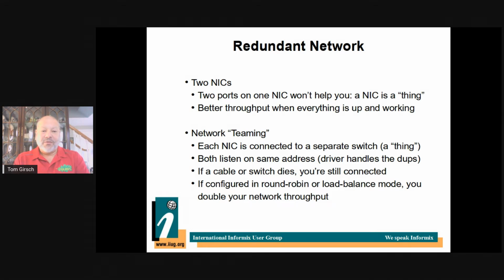Now, if a network cable, a switch, or a NIC dies, your system is still connected to the network and it can still communicate. And again, if you configure that team in either round robin or load balance mode, you can effectively double your network throughput, because each NIC can handle the full, in our case, 10 gigabit now of traffic.